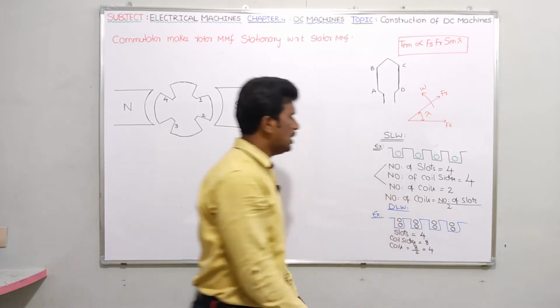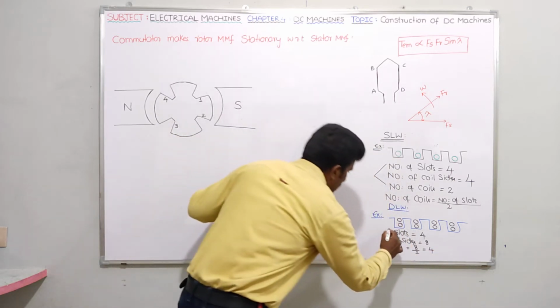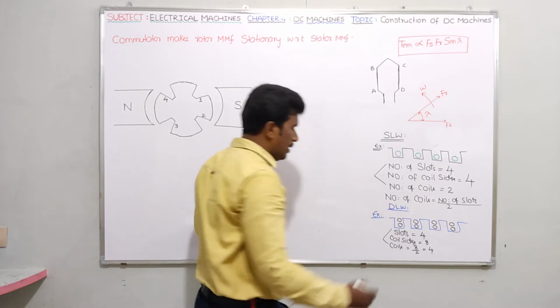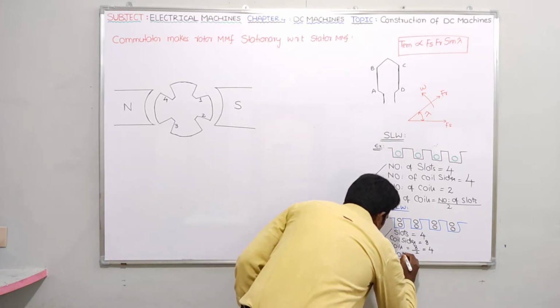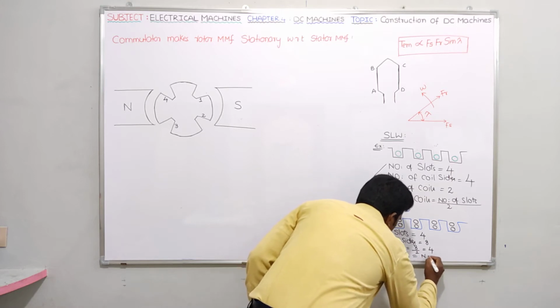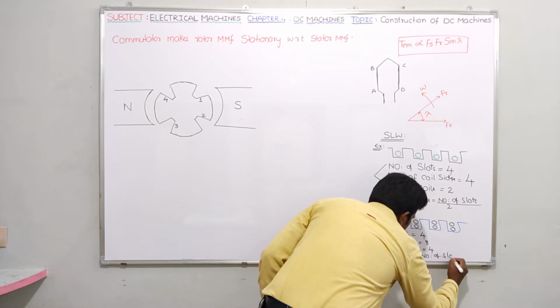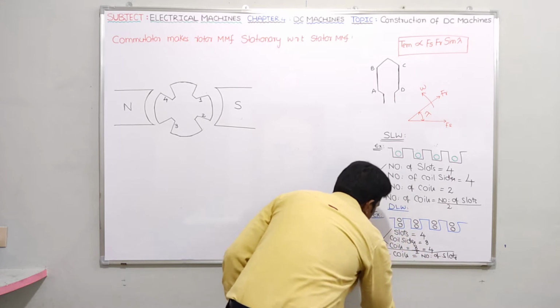So ultimately, what is the relation between number of slots and number of coils in a double layer winding? Number of coils is equal to number of slots. This is the relation for double layer winding.